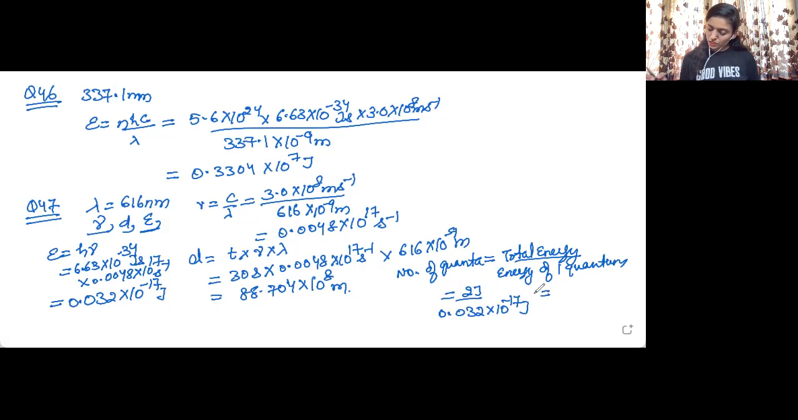So it will come out to be equal to 2 divided by 0.032, 62.5 into 10 raised to the power 17. So these many photons will be producing 2 joule of energy. So you can just convert it into scientific notation, and I'm moving into the next question. Just pause this video, convert it into scientific notation, and then watch the next part, okay?